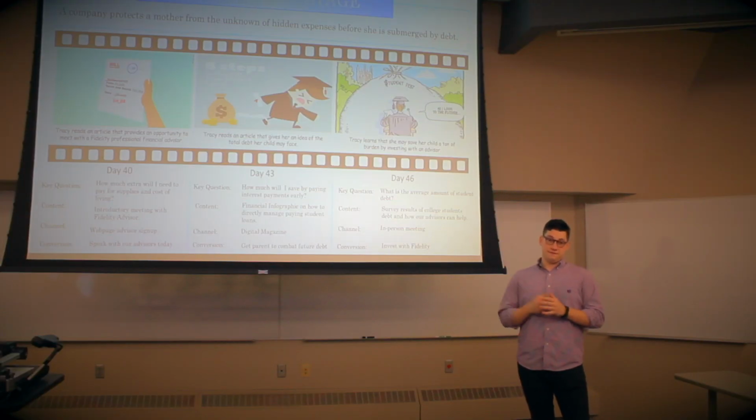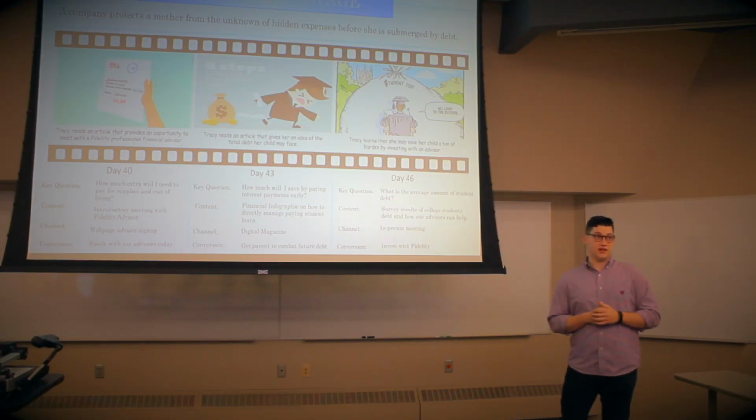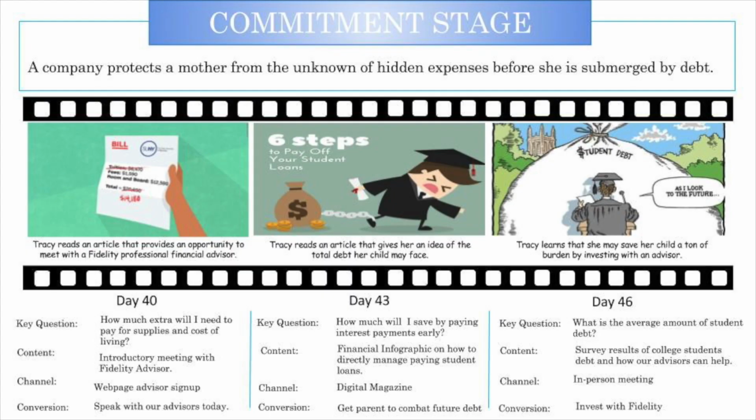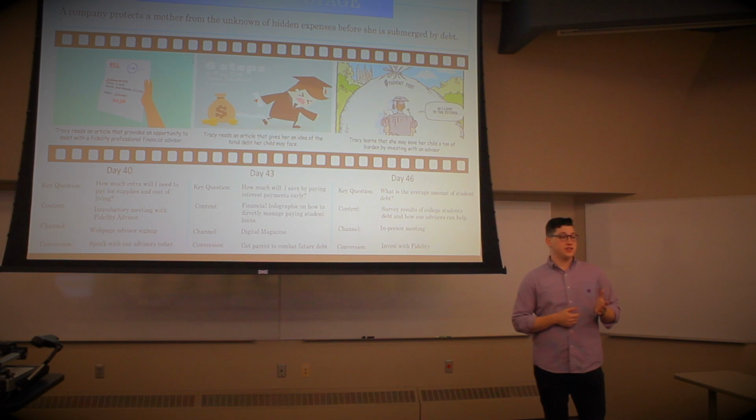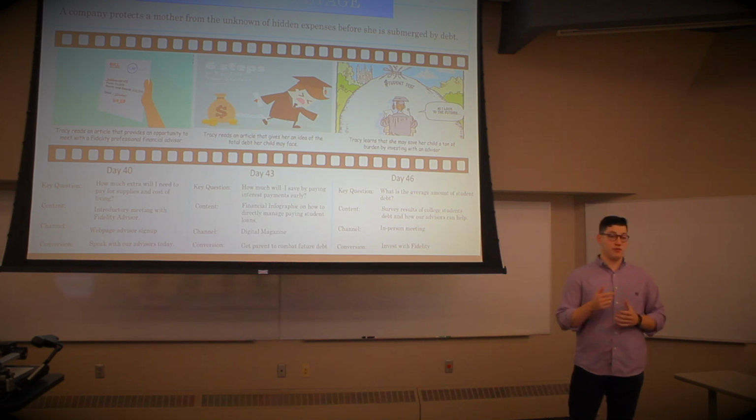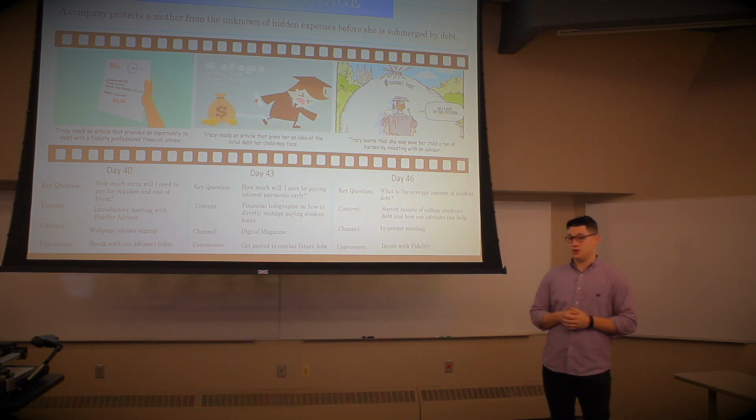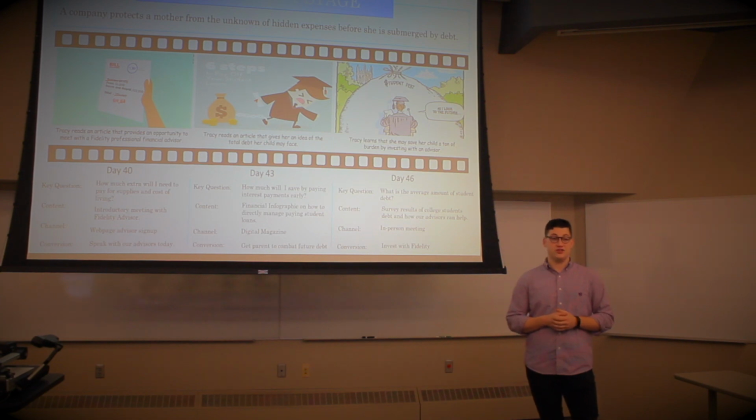So the fifth and final stage is the commitment stage, and we have Tracy going and meeting with Fidelity advisors in order to get this process started. And in this, we frame Fidelity as a company coming to protect this mother from the unknown hidden expenses so she's not being submerged by debt. Through all of these stages, we were able to show a process of growth and development in Tracy while providing her with the tools she needs to succeed on her quest to finance her child's education without sacrificing everything she has.